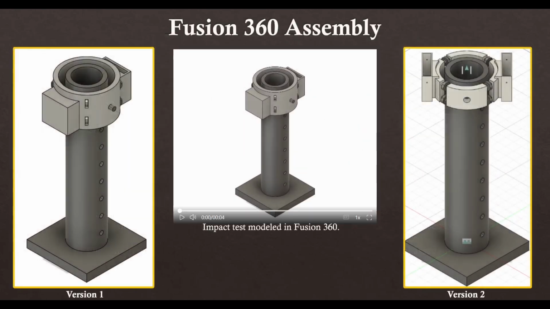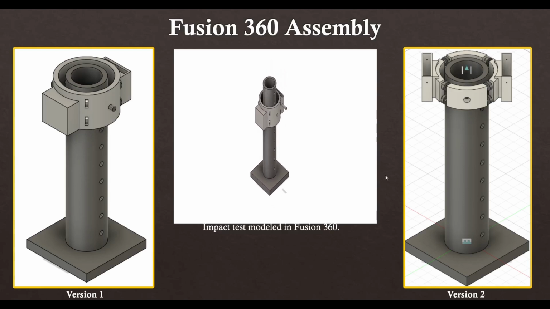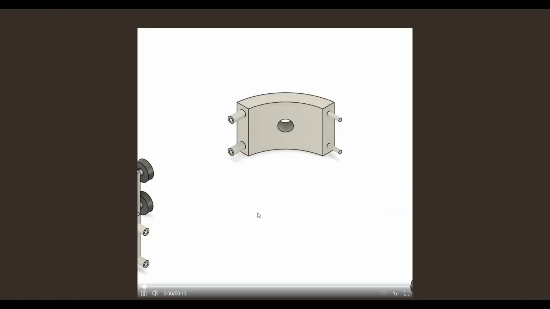Here we have the initial and final designs of the collar modeled onto the tower. On the left is the old design for the collar, and on the right is the new design. In the middle is a video demonstrating the collar in action. Here you can see the collar slide down the pole when the pin is removed, which creates a measurable impact on the base.